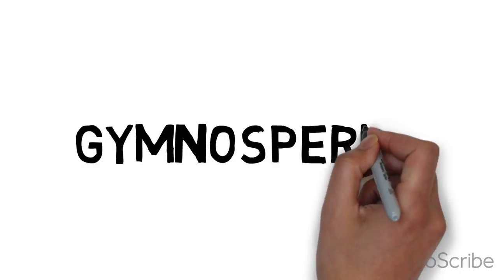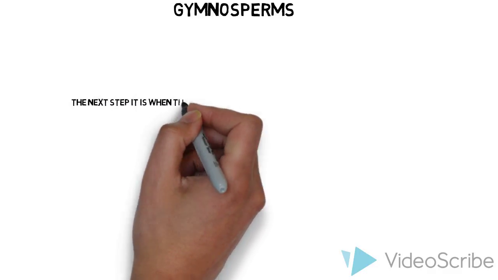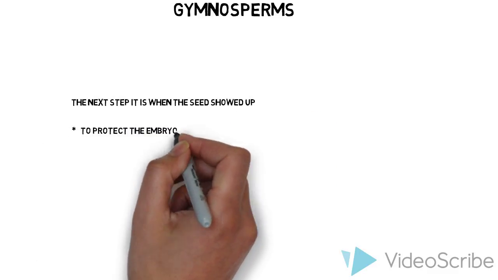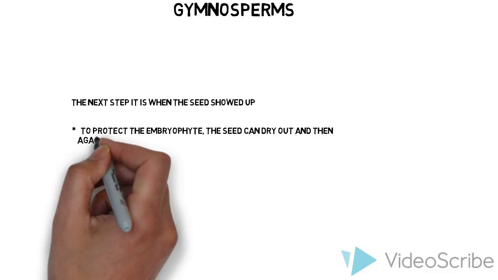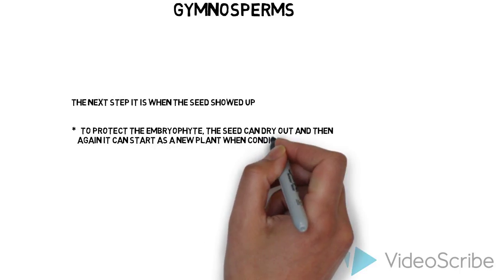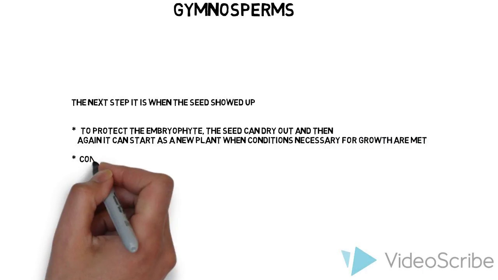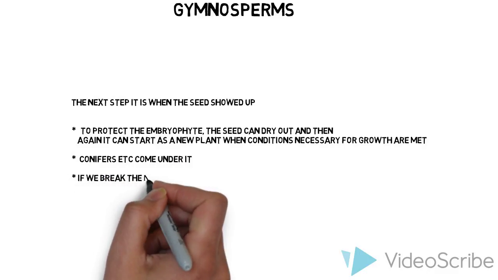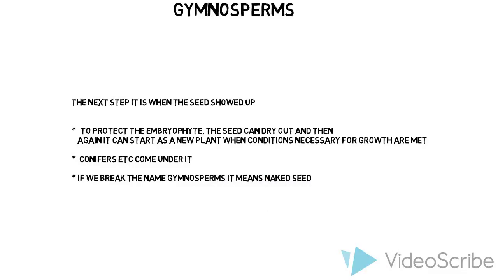Now we will talk about gymnosperms. The next step which the plants took is when the seed showed up. Seed was able to protect the embryo. The seed can dry out and then again it can start as a new plant when the conditions necessary for the growth are met. Conifers etc. come under it. If we break the name gymnosperms, it means naked seed.